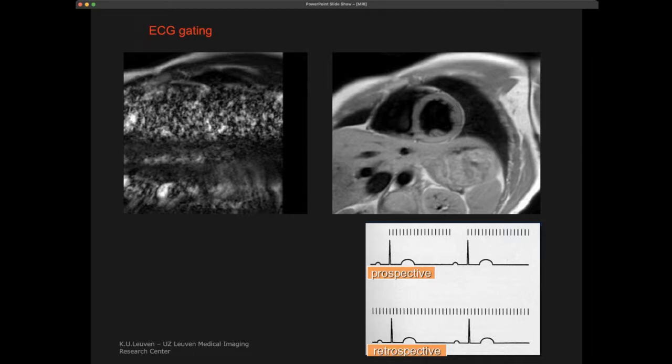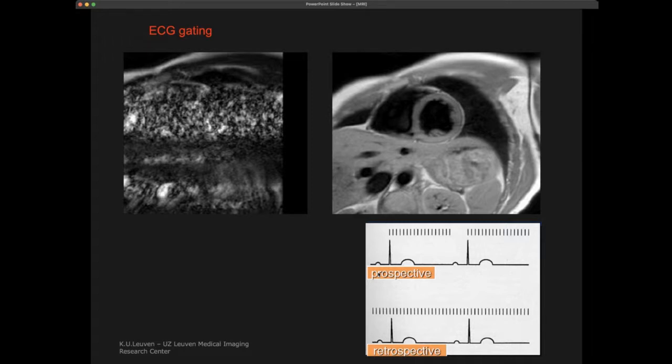But keep in mind that triggering always has to be done on the ECG, because the ECG determines where we are in the cardiac cycle. But also keep in mind that at the moment we put a person in the magnetic resonance scanner, which is actually a huge magnet, the magnet will actually change your ECG.